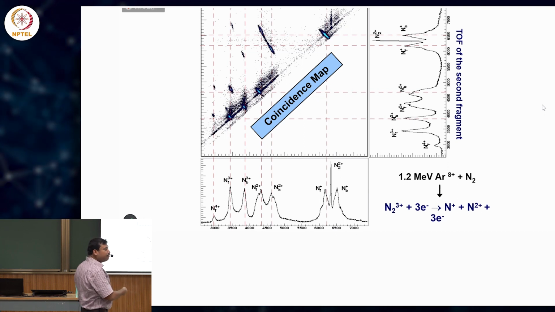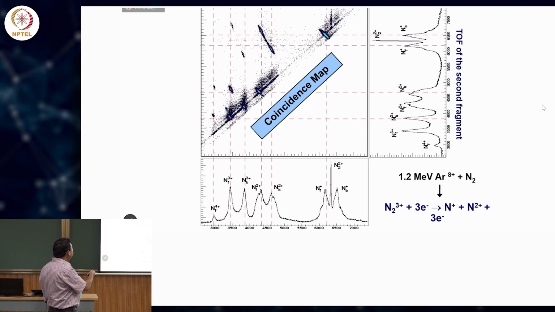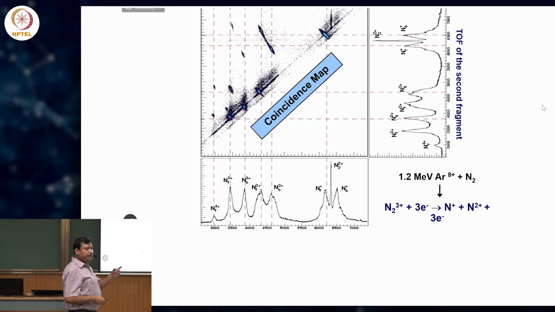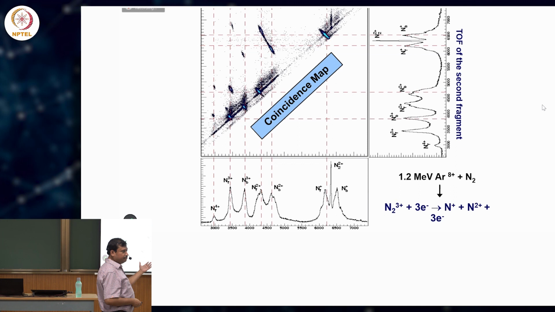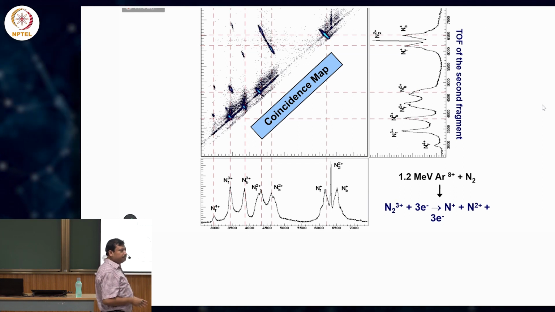map. Now what you can do is grab this part, which we call a graphical cut. You can cut this part, project it along your time of flight axis, and you get the kinetic energy release for every dissociation path. And this is the beauty of this coincidence map.